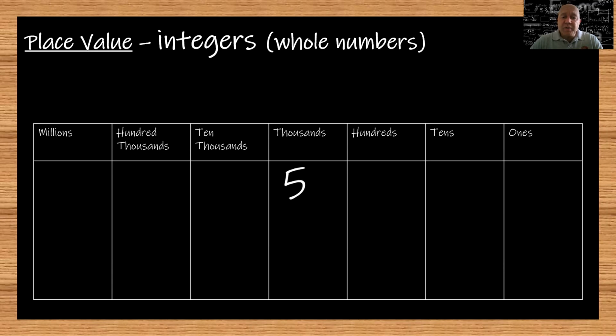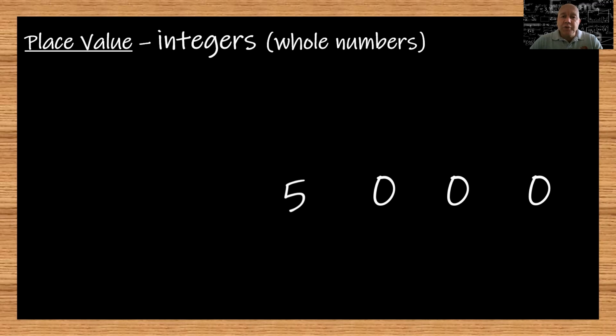If, however, we move it into this column, then it's worth 5,000, but only if we fill the remaining spaces with zeros as placeholders. Because if we take away the grid, without those zeros, we would still just have a 5. Without those zeros, we would have 5. With those zeros, we've got 5,000. And you can see it's a massive difference between 5 and 5,000.